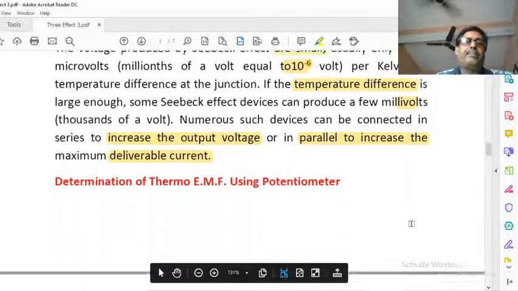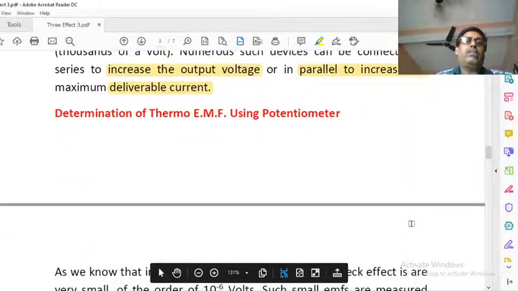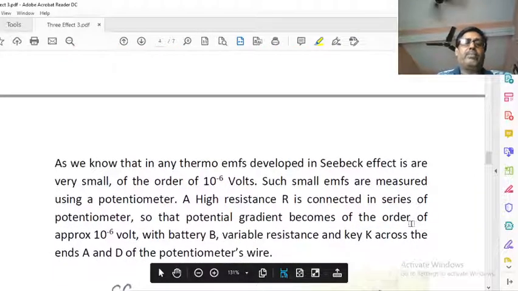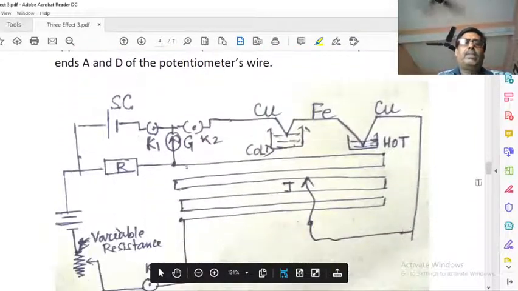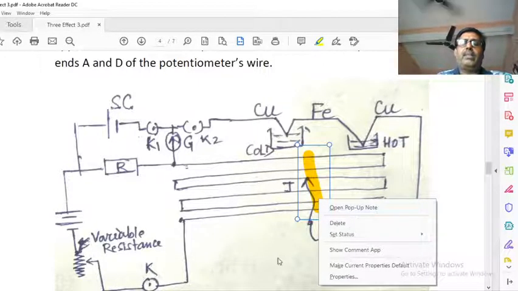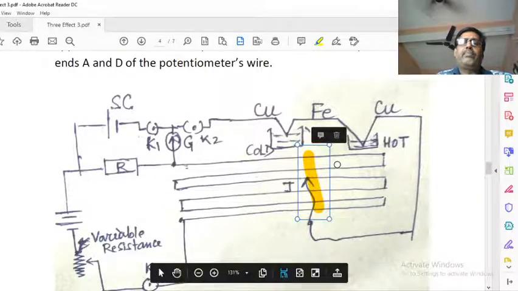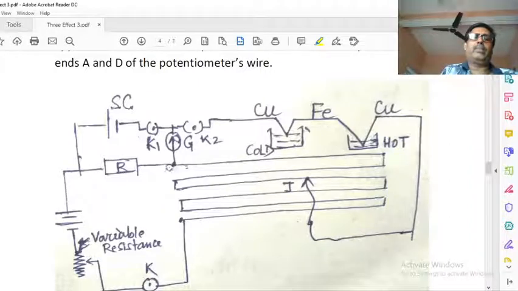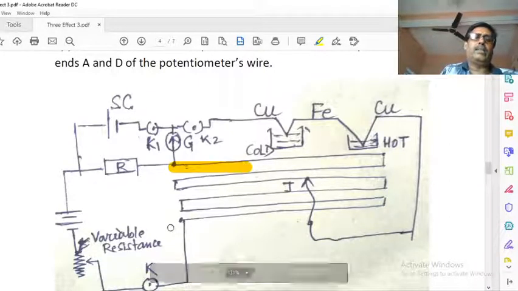Now we are going to determine the thermo EMF using a potentiometer. For this, what do we do? We take a potentiometer first. As we know, in a potentiometer, generally there are 10 wires, each 1 meter in length. So this is a potentiometer. It starts from here, it ends here.